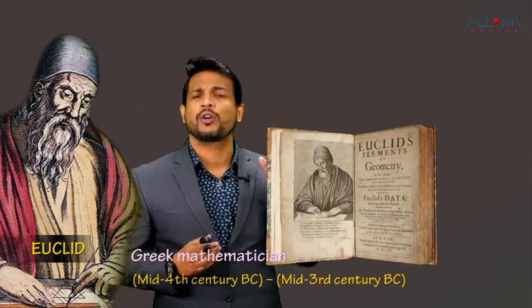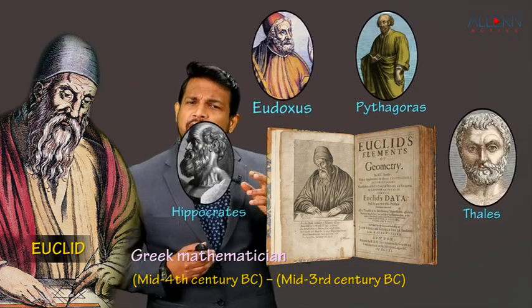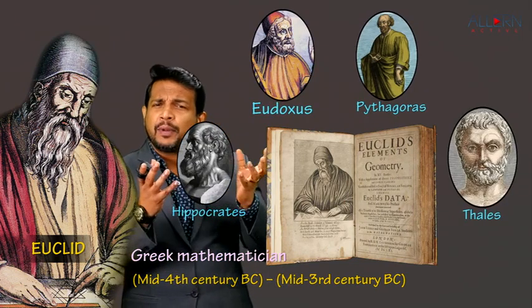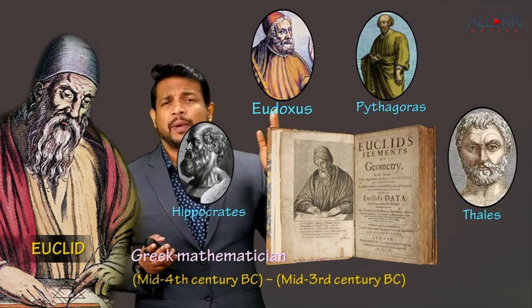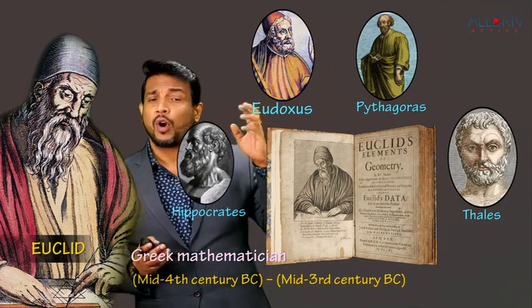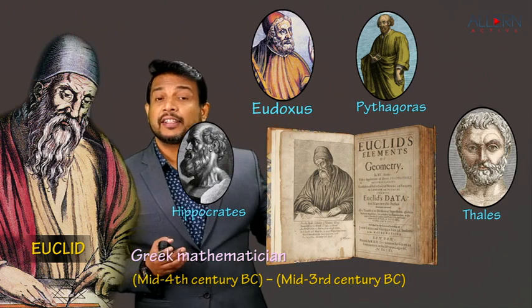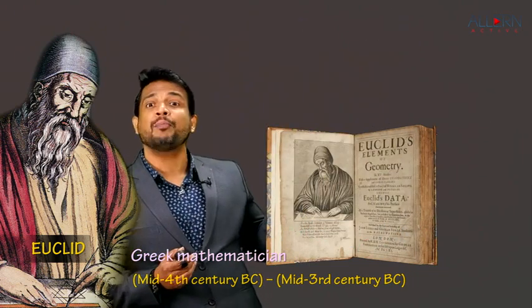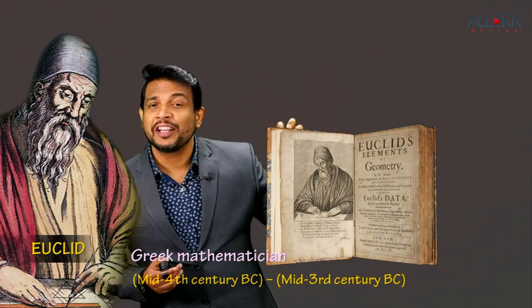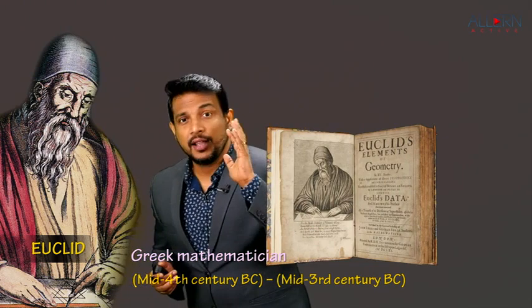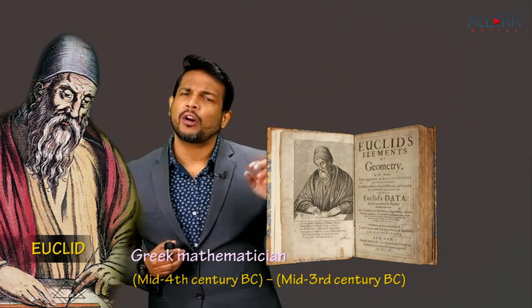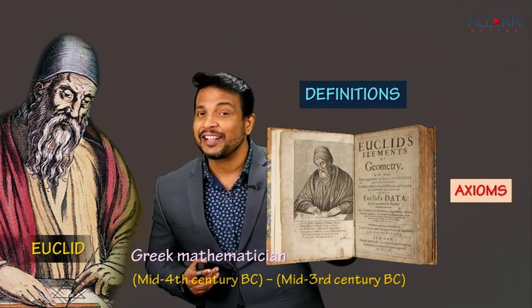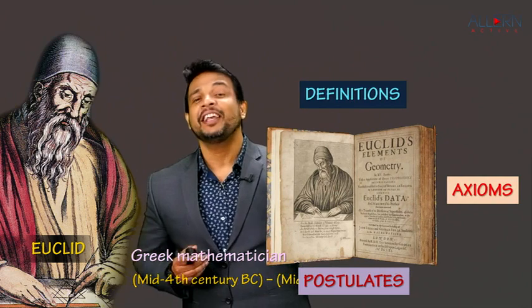He created a book, and what he did in this book is he gathered, assimilated, and accumulated all the theories of great mathematicians like Hippocrates, Eudoxus, Pythagoras, Thales, and assembled everything in one book. That book is called Elements. It is named Euclid's Elements. And this book has a lot of definitions, it has axioms, it has postulates, it has theorems.